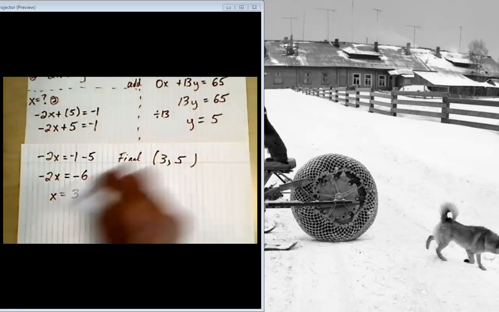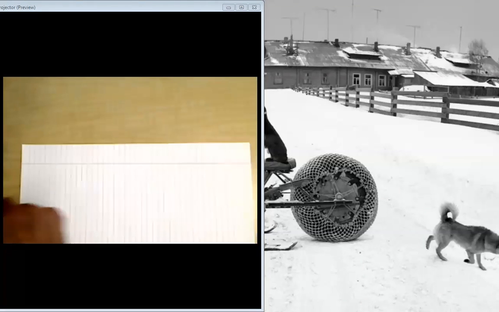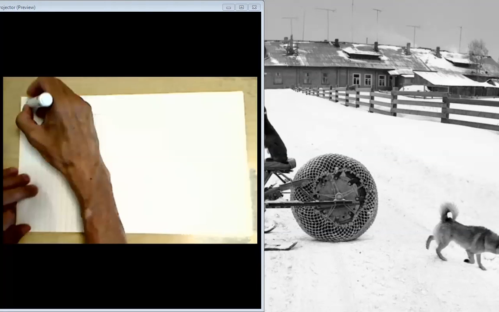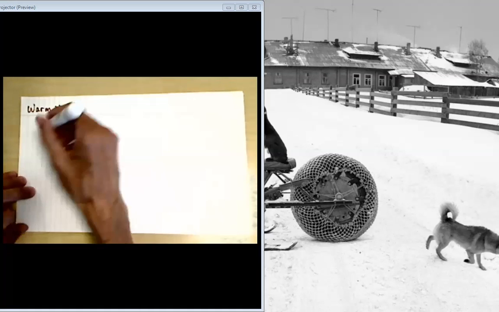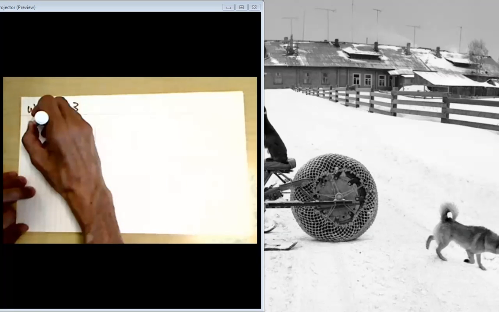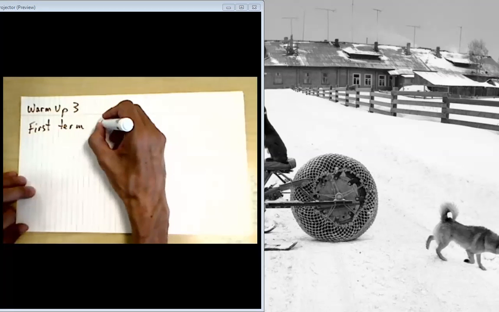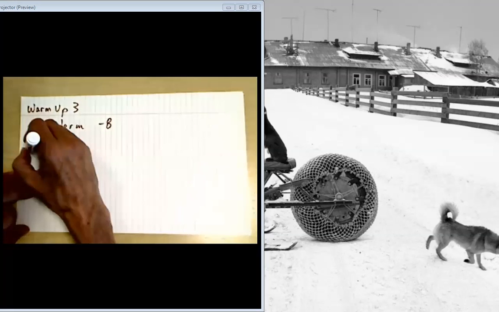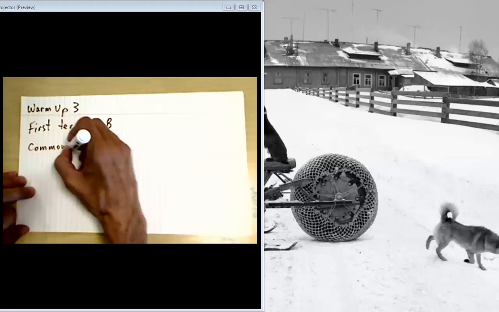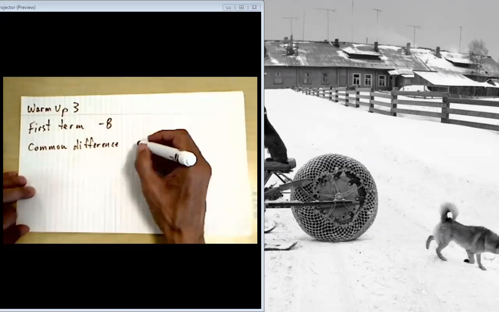Now we get to warm up number 3. This is from last day. Warm up 3. Let's say that the first term is minus 8 and that the common difference is 7.